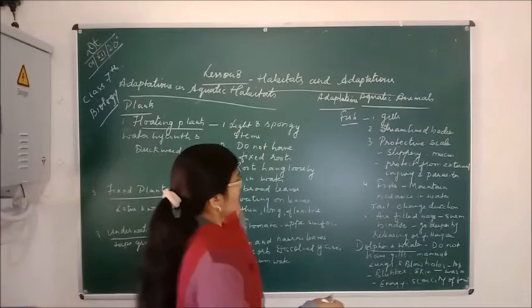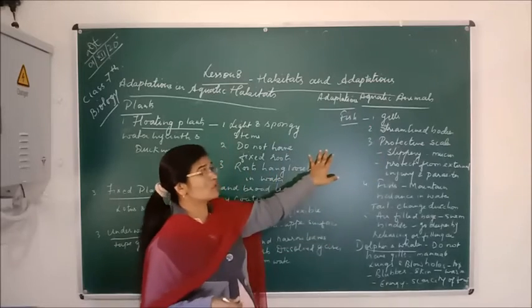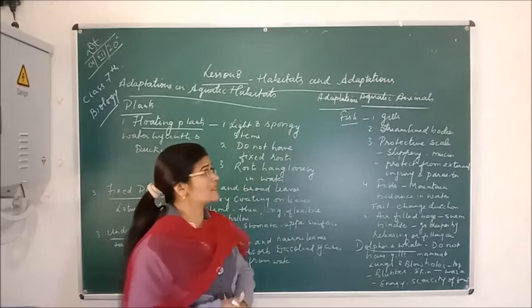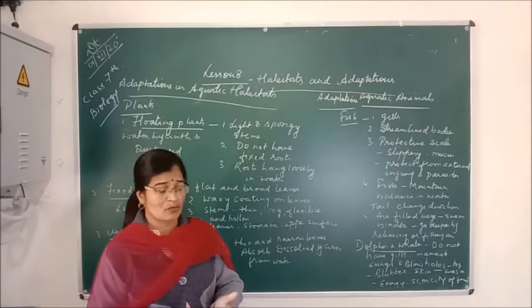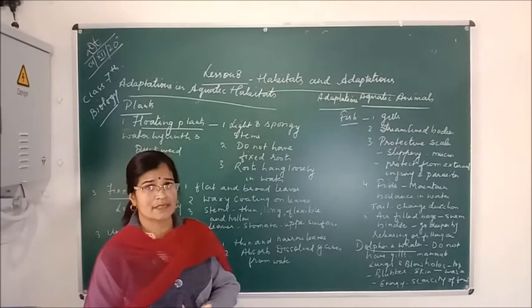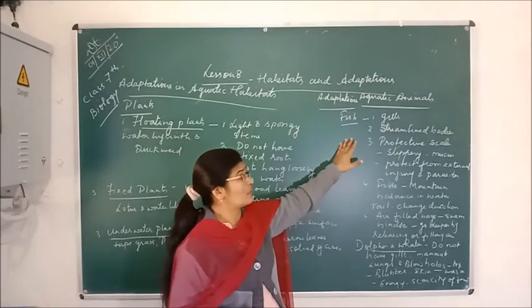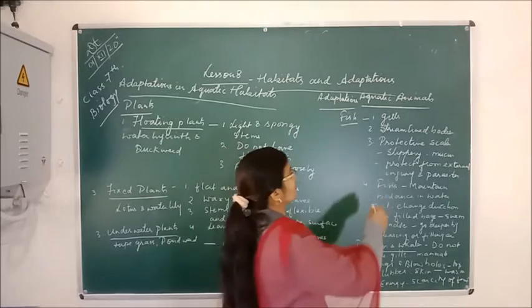Now we'll see some adaptations which are found in the aquatic animals. Aquatic animals mean those animals which live in the water. They are called aquatic animals, like fish. So how is the fish's body designed, or what are the characteristic features in the fish which help them to survive in the water? First of all, they have gills. Gills help them in breathing.